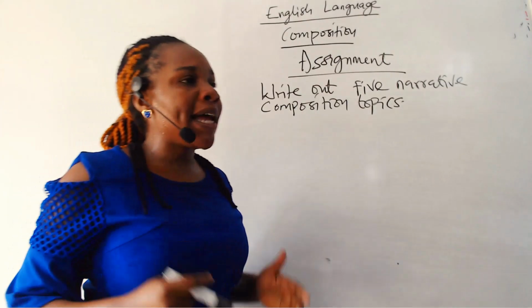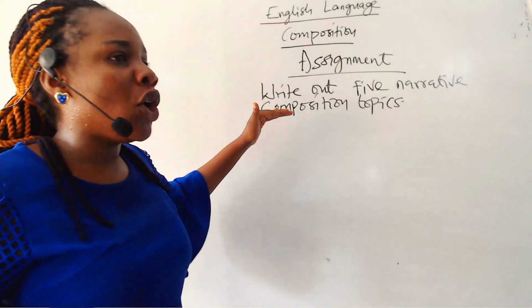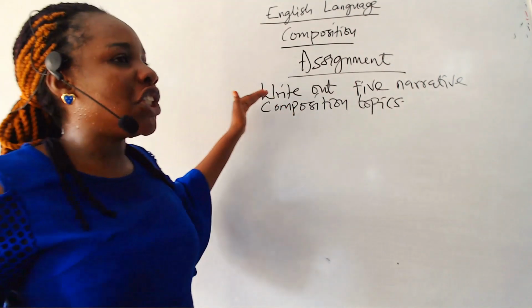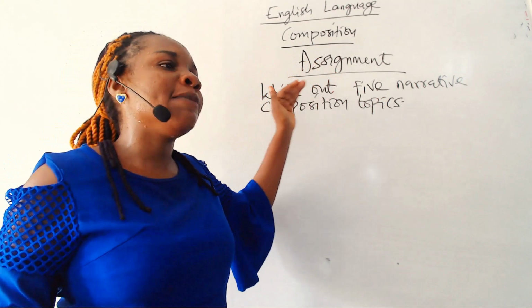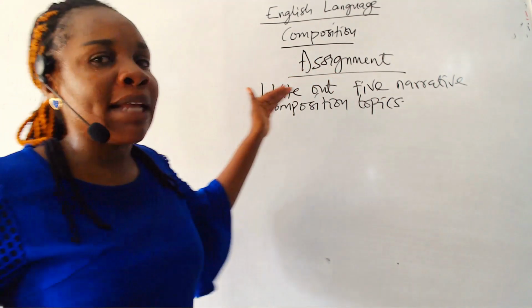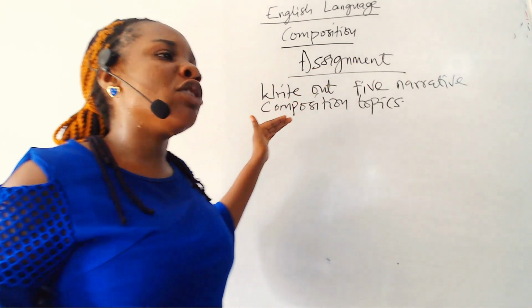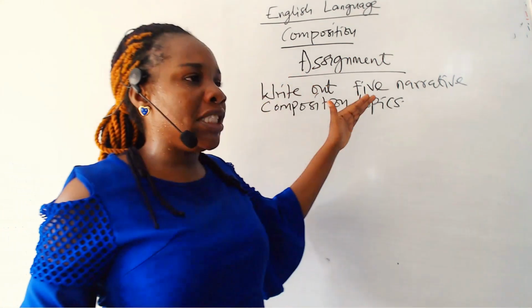All right, remember that we started with the definition of a composition, what a composition means. Then we moved on to the elements of a composition, then to the types of composition.